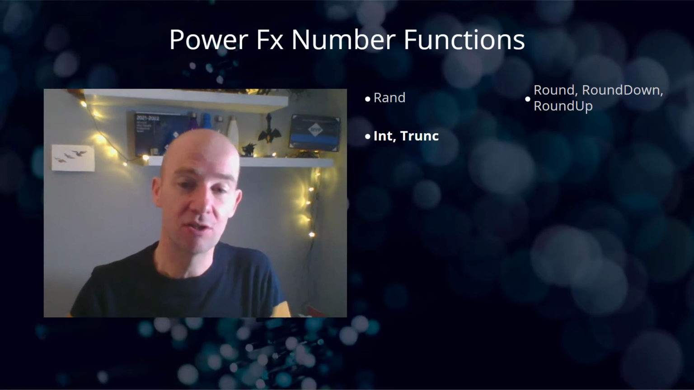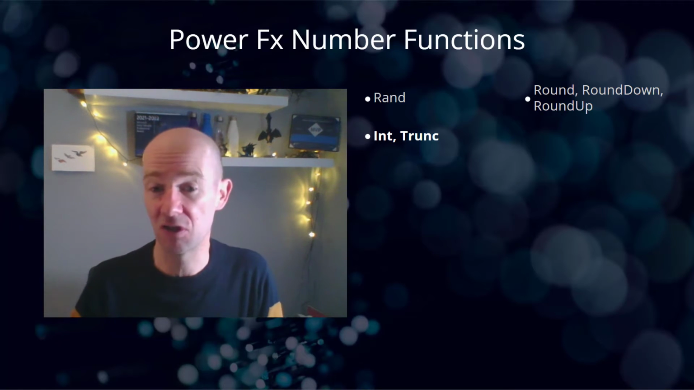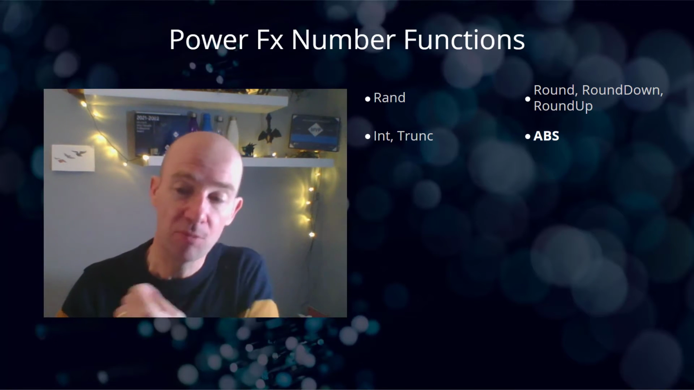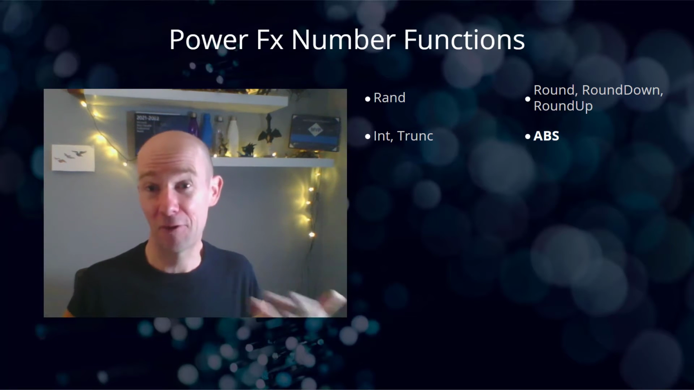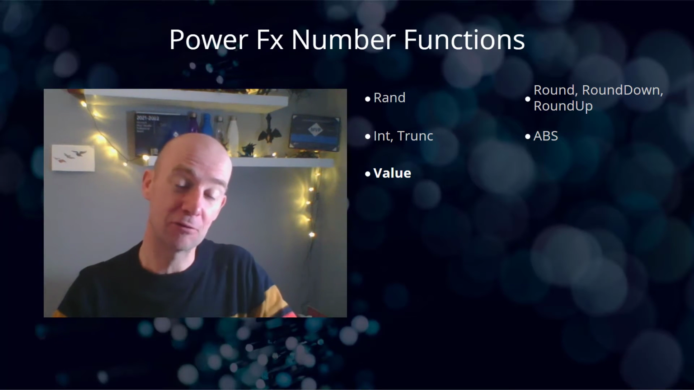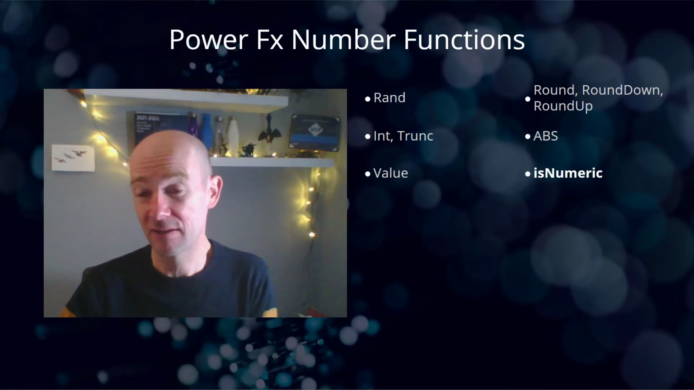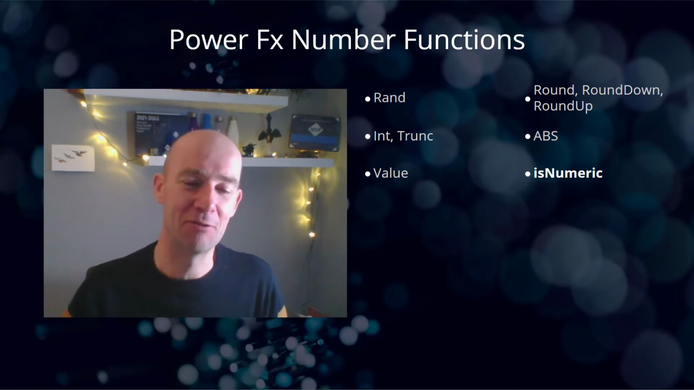Then we'll move on to using the int and trunc, which are different kinds of rounding functions that you may come across. Then we'll move on to the absolute function, which will actually change a negative through to a positive, which can be useful. We'll also look at the value function along the way, and we'll also see the IsNumeric functions, which will tell us whether or not something is or is not numeric.